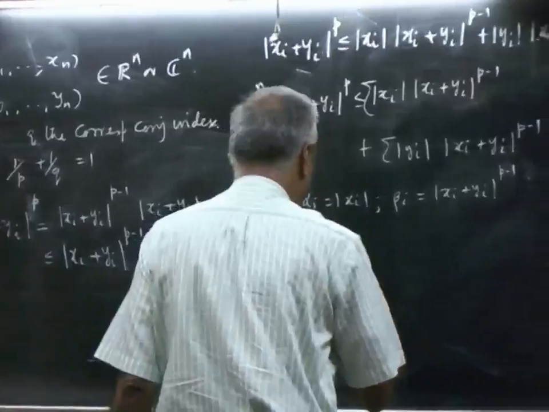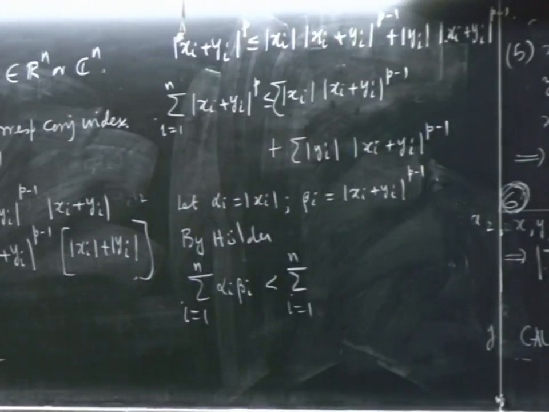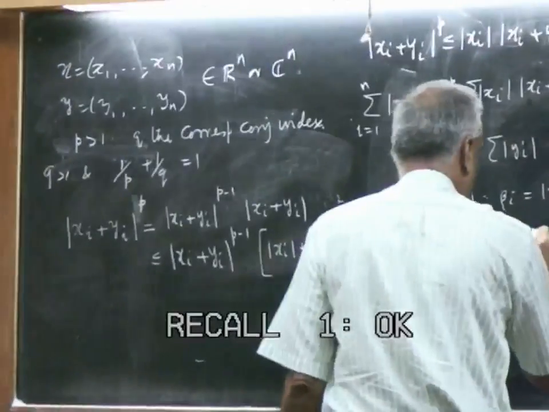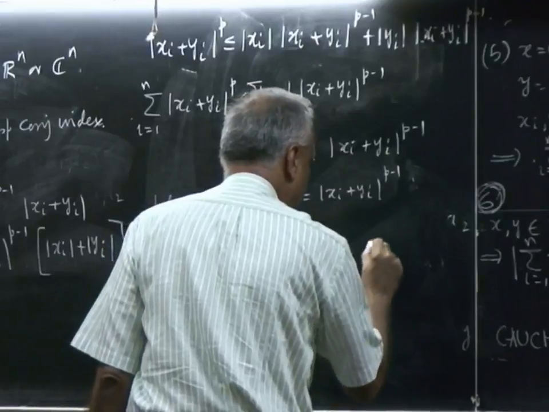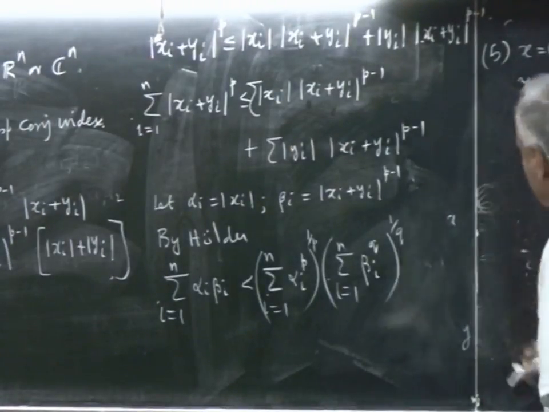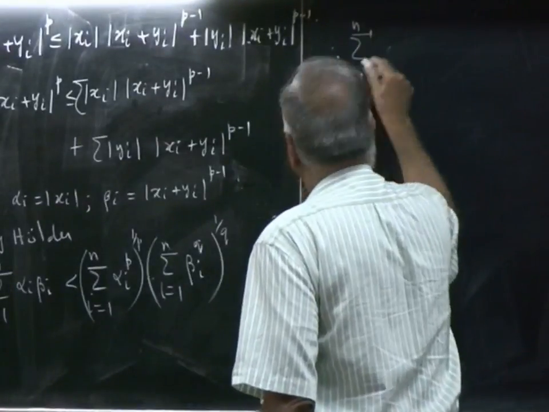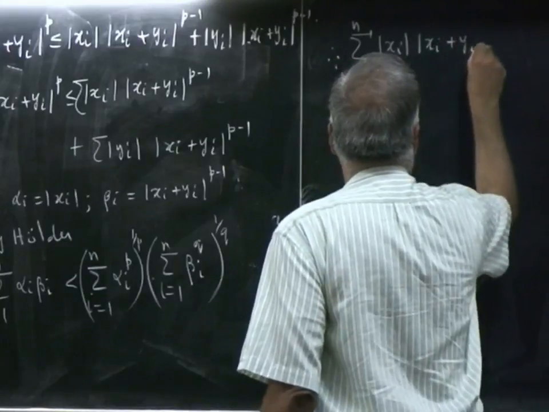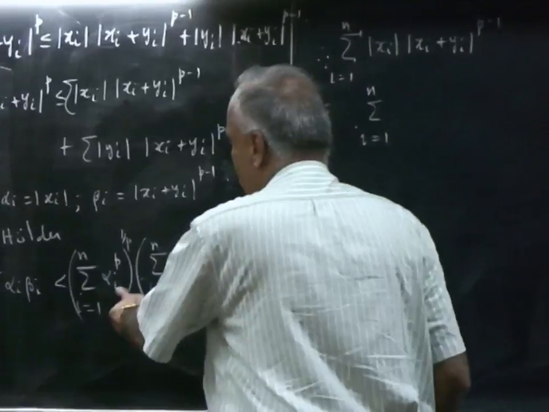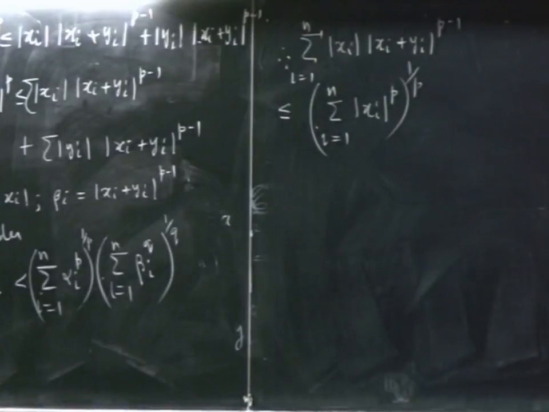That is less than or equal to summation i equal to 1 to n. What does the Holder's inequality say? Alpha i to the power of p, to the power of 1 over p, times beta i to the power of q, to the power of 1 over q. Now, let us substitute for alpha i and beta i. So, therefore, summation i equal to 1 to n mod xi into mod xi plus yi to the power of p minus 1 is less than or equal to summation i equal to 1 to n. Alpha i is mod xi to the power of p, to the power of 1 over p, and what is beta i?